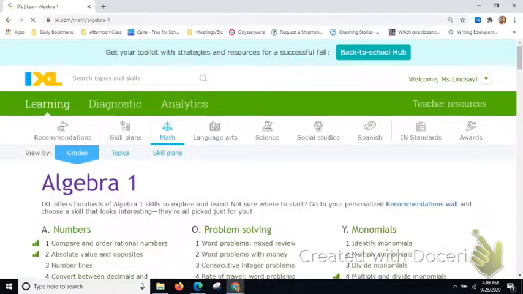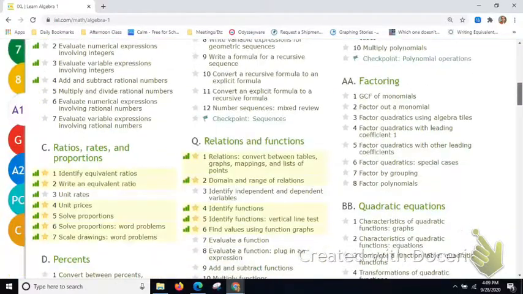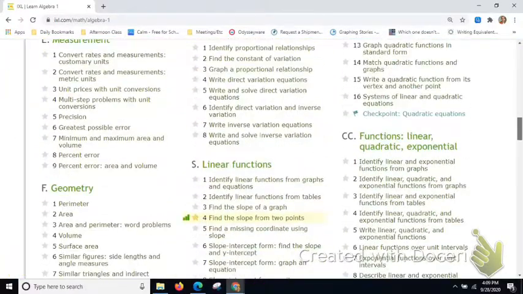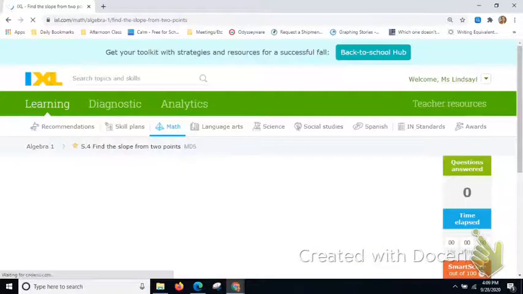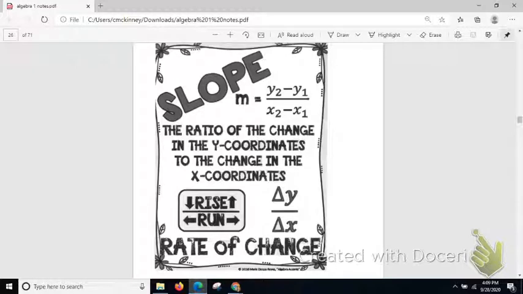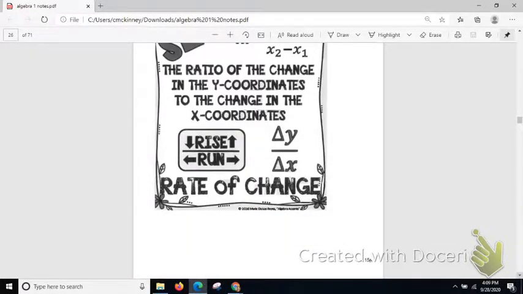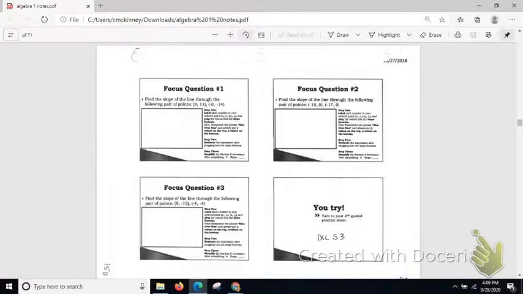S4, now you're going to use, in S4, the formula that is on your notes. So let's look back at our notes. We're going to use this formula up here at the top that says y2 minus y1 over x2 minus x1. And I've got some examples here for us. Get this big enough to see.